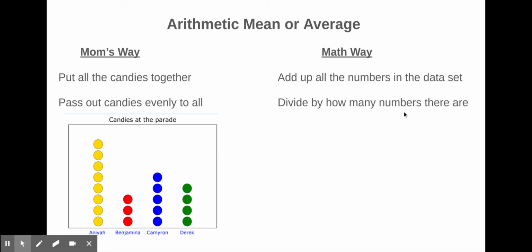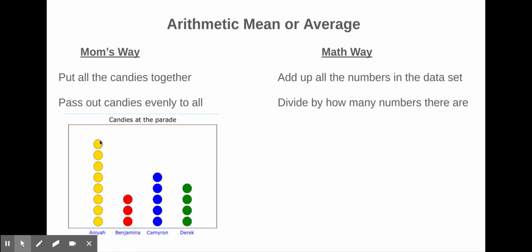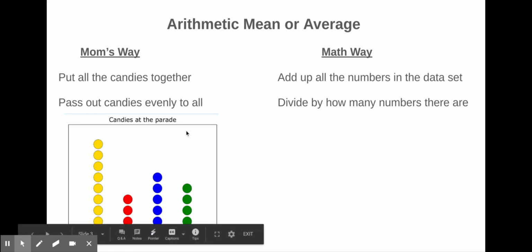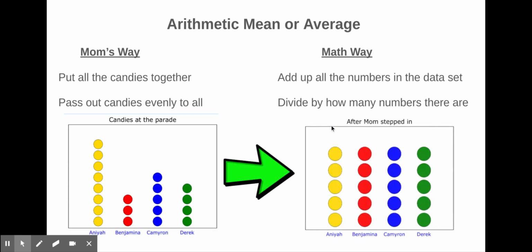And then we have to divide by how many numbers there are, or how many people need to get the candies. There are 4 people who need to get the candies, and there are 4 numbers, 8, 3, 5, and 4. So we need to divide by 4. And that ends up giving us an even distribution.